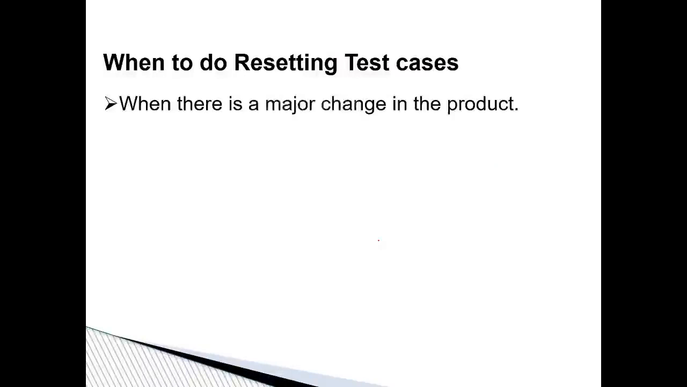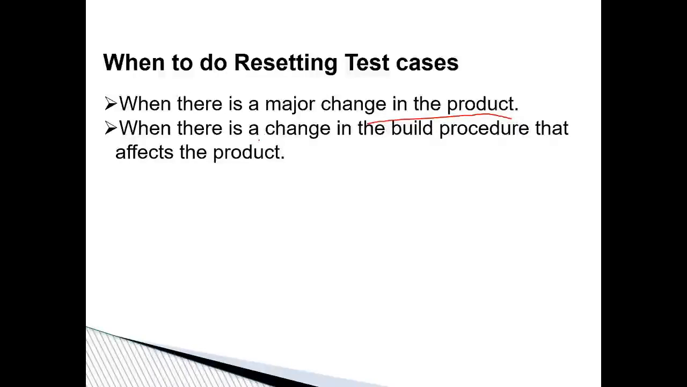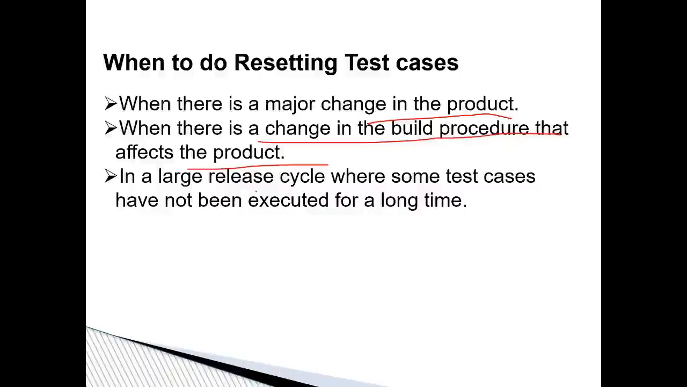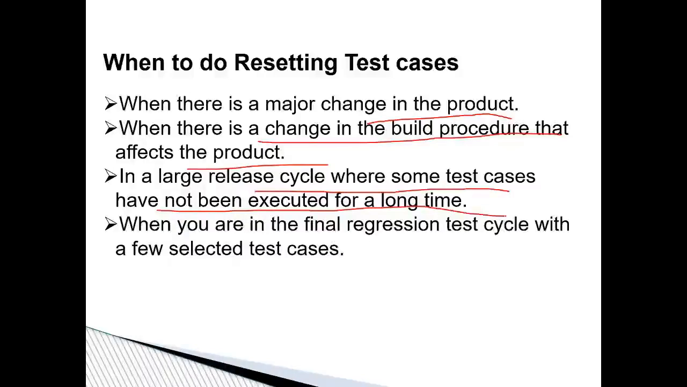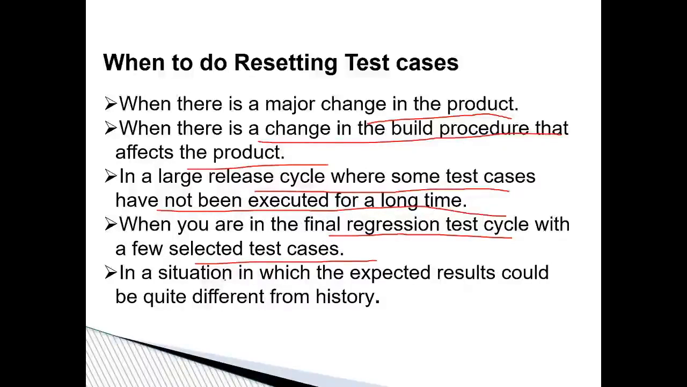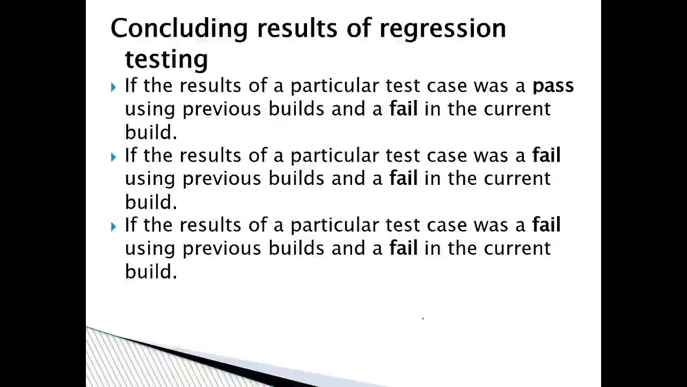So when to do resetting of test cases means when you want to reset that test case again. When there is a major change in the product, if you are changing the test case, when there is a change in the build procedure that affects the product, in a large release cycle where some test cases have not been executed for a long time, when you are in a final regression test cycle with a few selected test cases, and in a situation in which the expected result could be quite different from history. So in all these cases, you can change the test cases by looking at the history and current result.